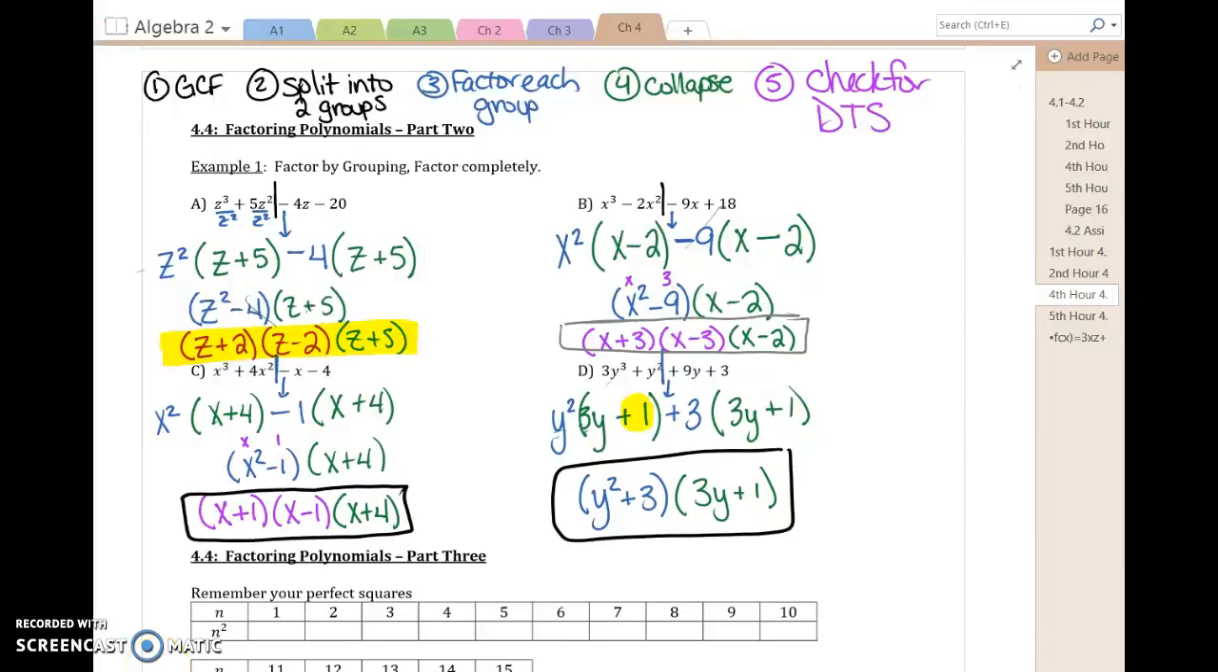Your assignment is on page 184, numbers 23 through 28.